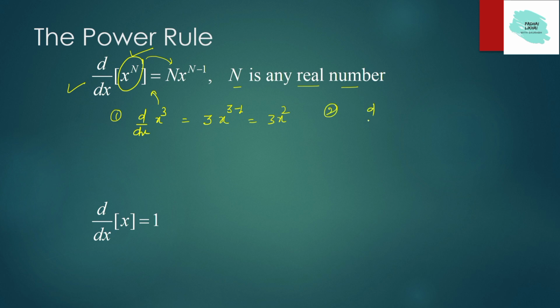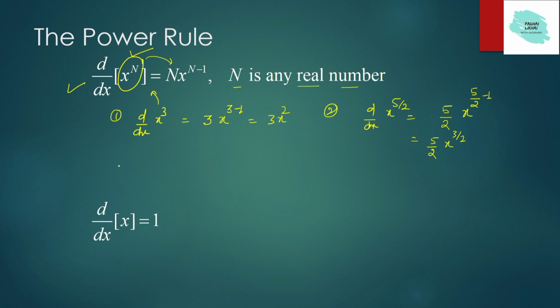Now let us see another example. d over dx of x to the power 5 by 2. Now what will happen? 5 by 2 will come in front, x to the power 5 by 2 minus 1, which returns 5 by 2 x to the power 3 by 2.